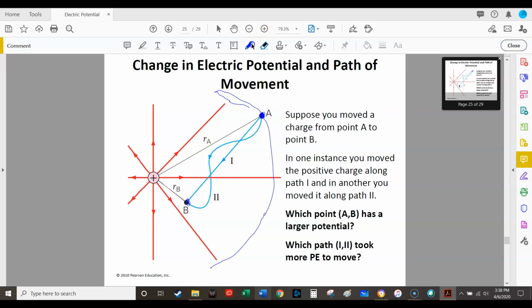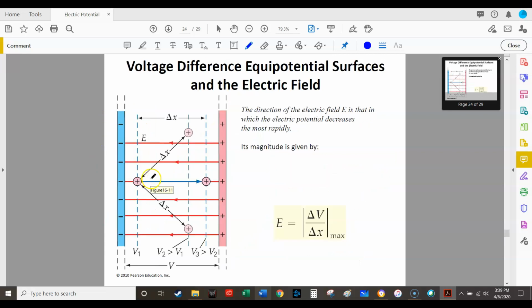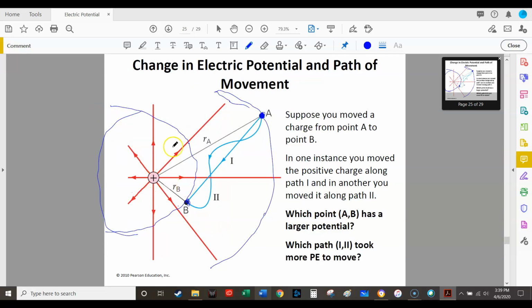Let me go back to this. So, oops, click on that pencil. All right. So this guy is going to be doing this. So it's a horrible circle.